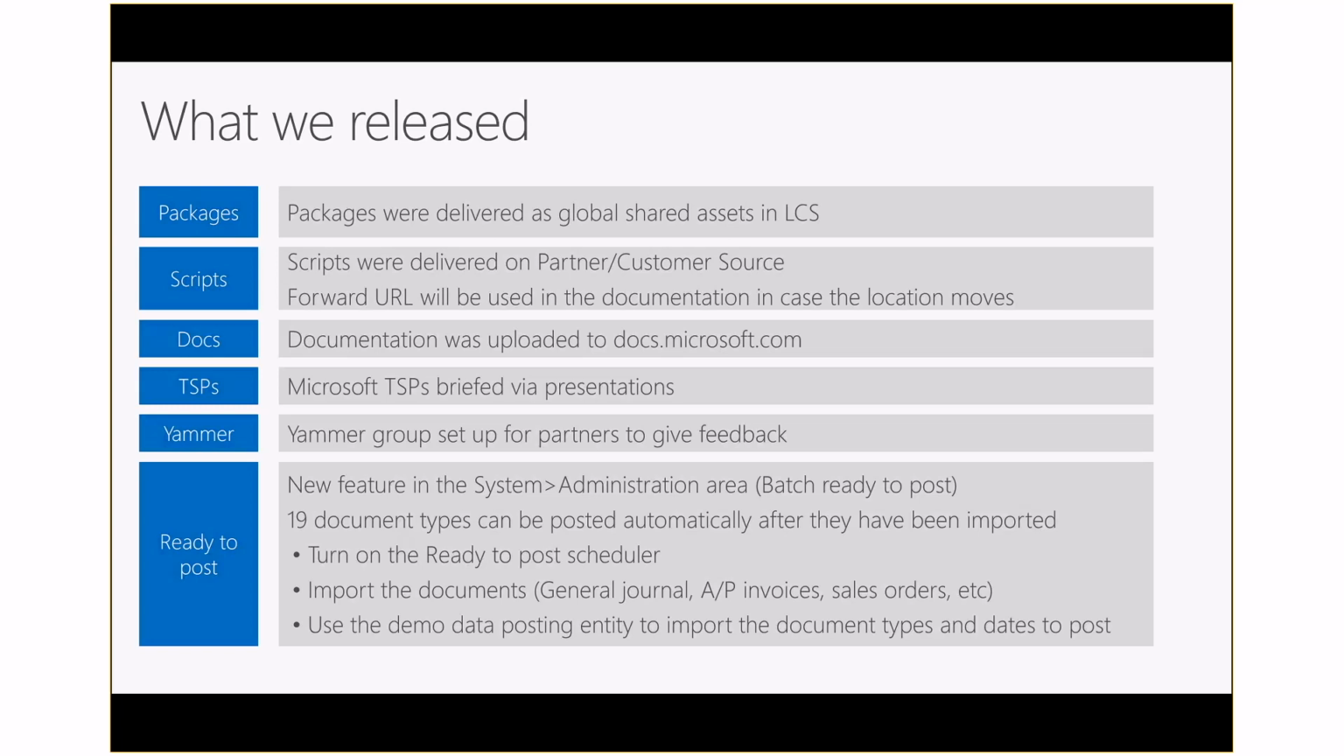So what we did is we created the concept called Ready to Post. It's on the System Administration menu. You'll see it says Batch Ready to Post. And it'll come up with a form. And what we've done is we've got a form and we've got automation behind it. So what the form does is it's asking you, what do you want to post automatically?